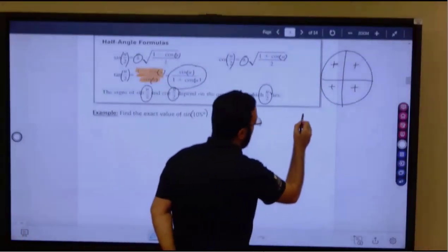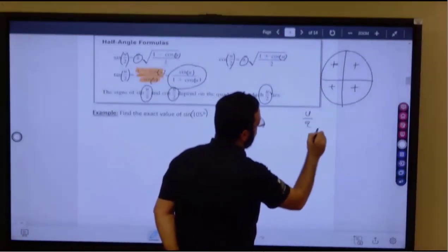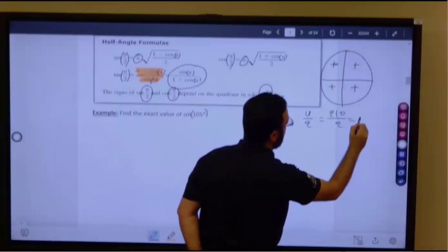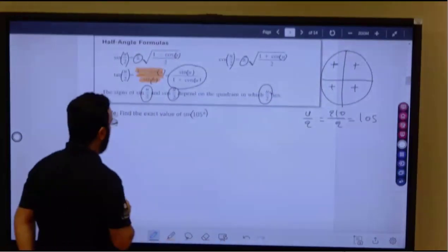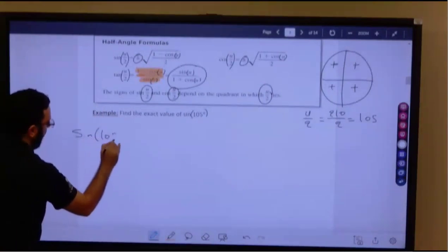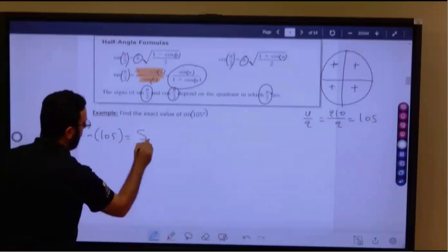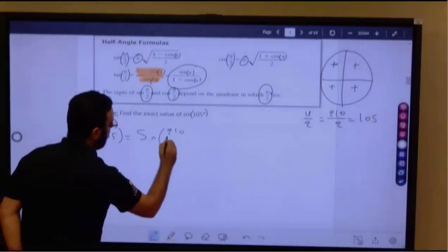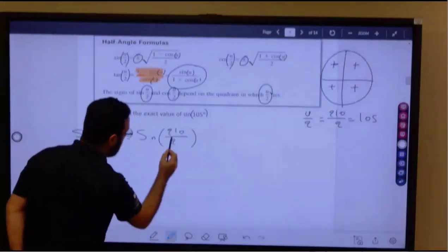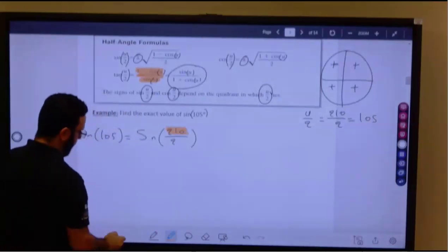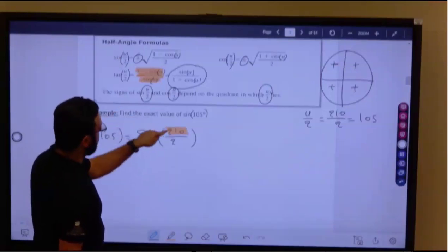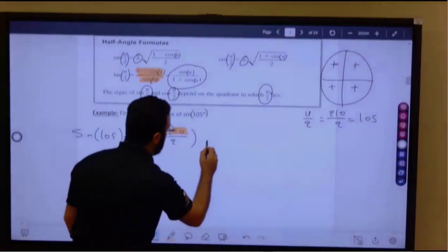105 is u divided by 2. So it came from 210 divided by 2, which gives 105. So to find the value of sine 105, it's equal to sine of 210 divided by 2. That means the angle u is equal to 210. Here is the 2, sine of u divided by 2. This is the u, 210 divided by 2.